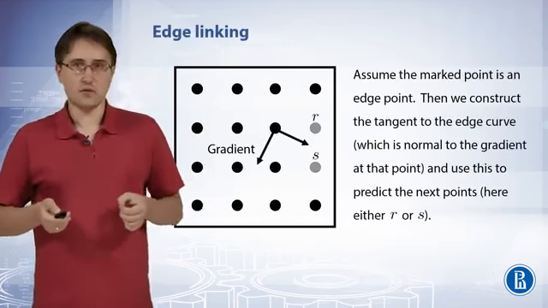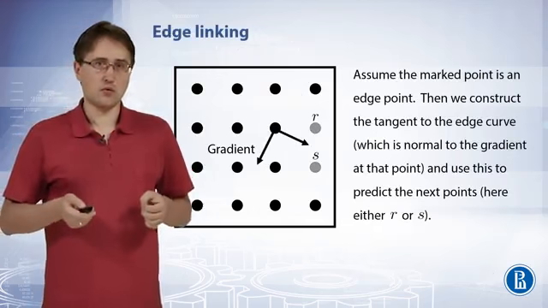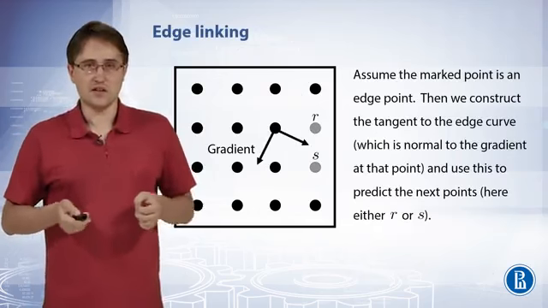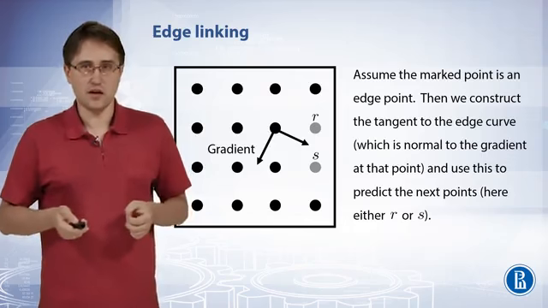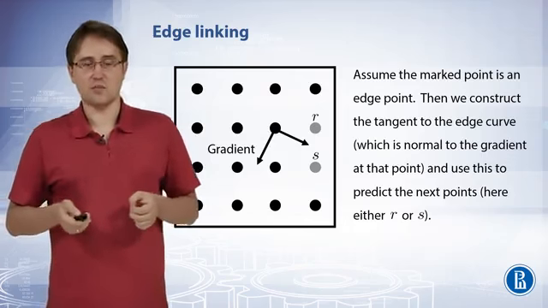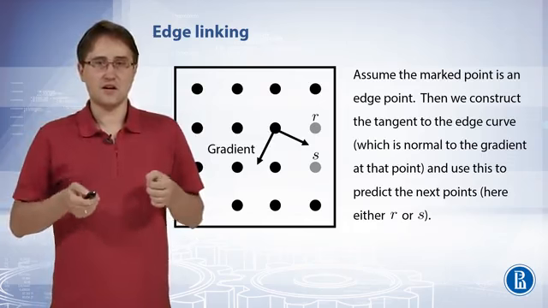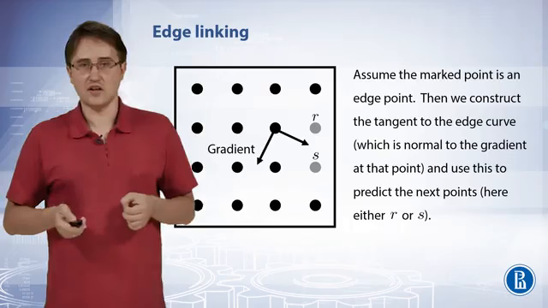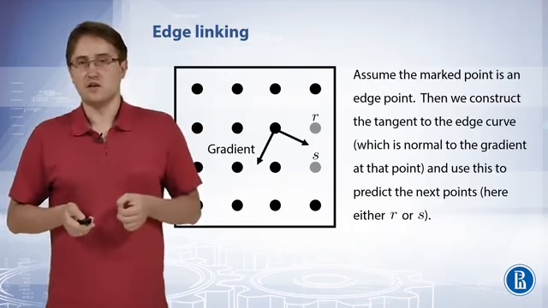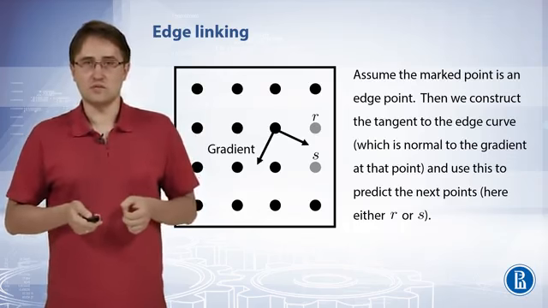Edge linking is performed as follows. Assume the marked point is an edge point. Then we construct the tangent to the edge curve, which is normal to the gradient at this point, and use it to predict the next point. This is either R or S points. We select the point with largest gradient and link it to the current point Q.